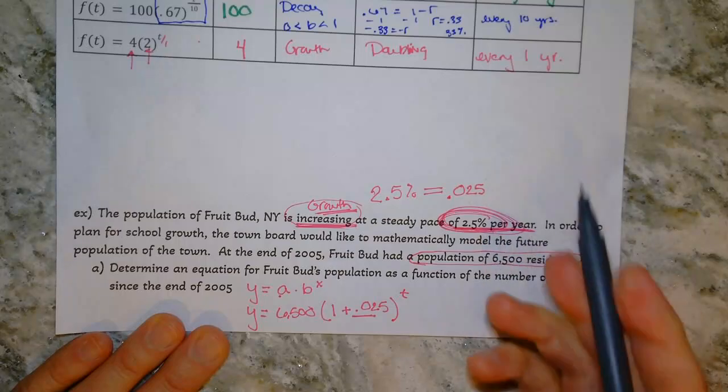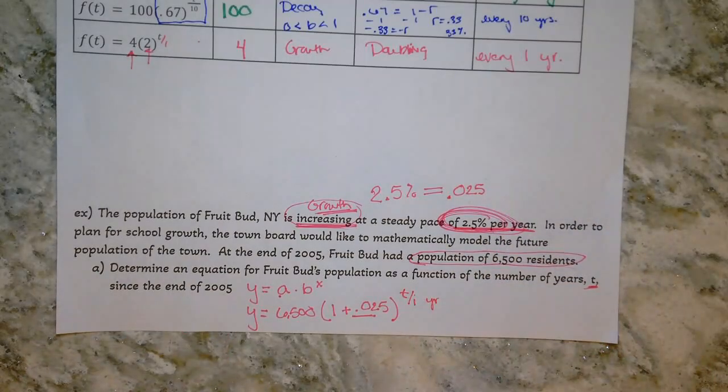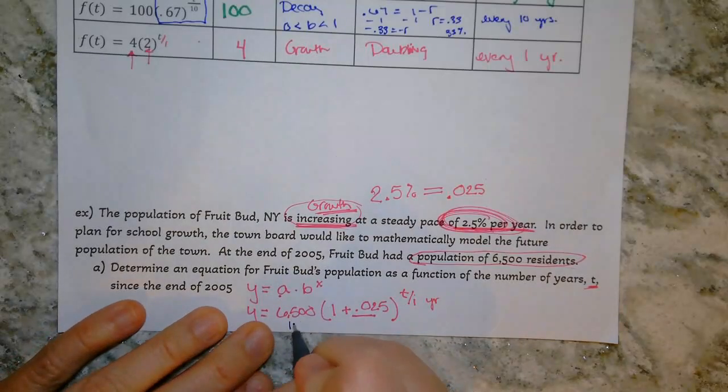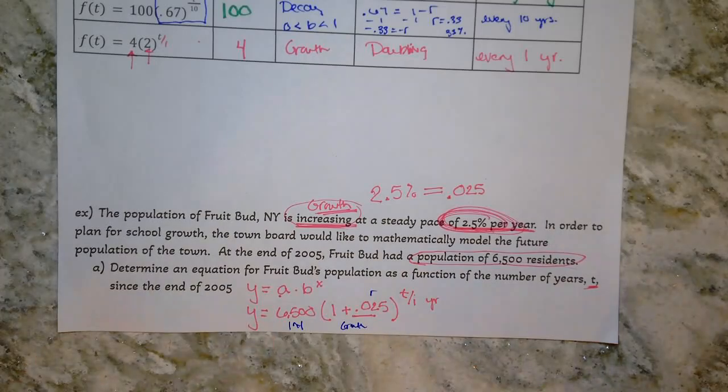It's increasing per year. So I'm going to put per 1 year. So I have my initial amount. So again, I'm just going to label these. This is my initial. This is my growth, 1 plus the rate. And this is my time over frequency.